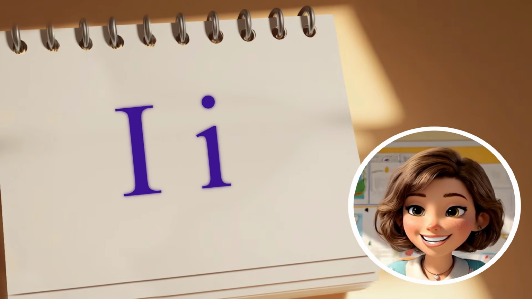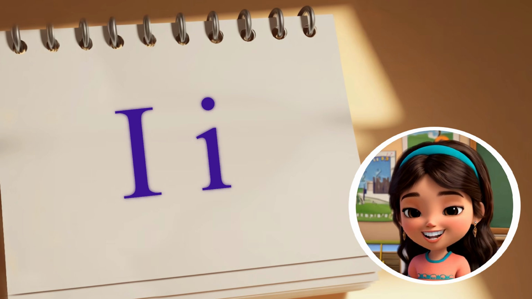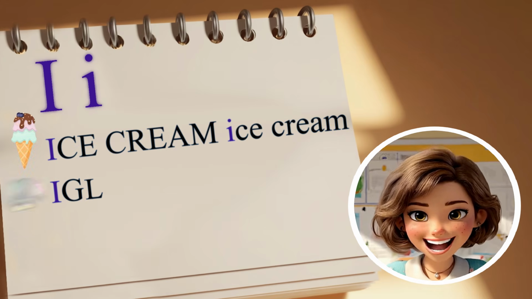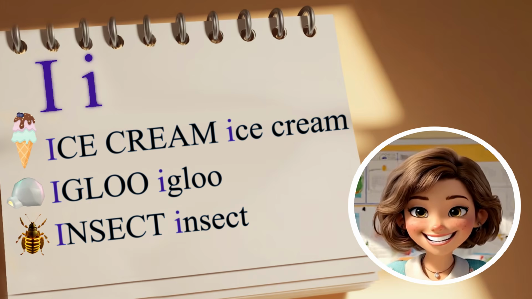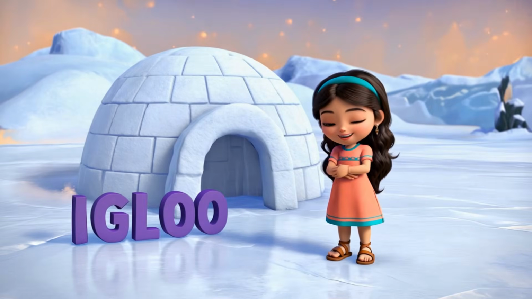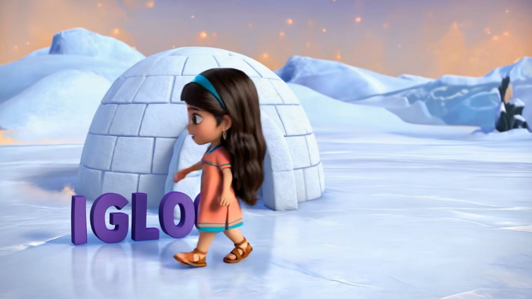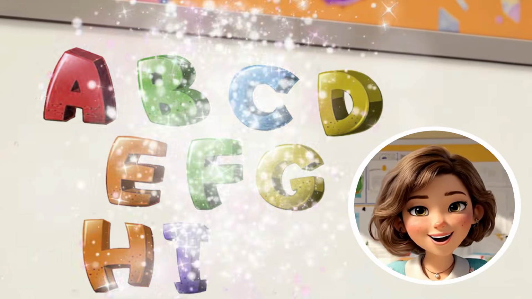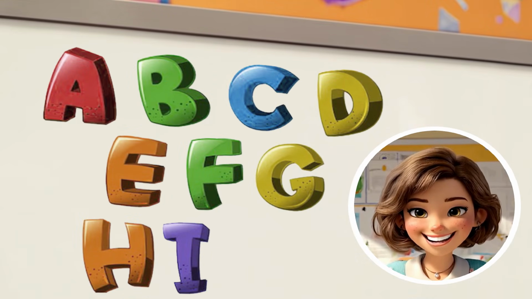Now it's time for the letter I. My turn again. What can I look for with I? You might find an ice cream, an igloo, or an insect. Hey, I found an igloo and the letter I. Incredible, Annie. We're moving along nicely.